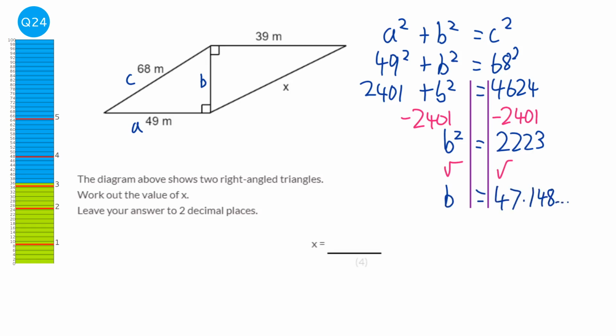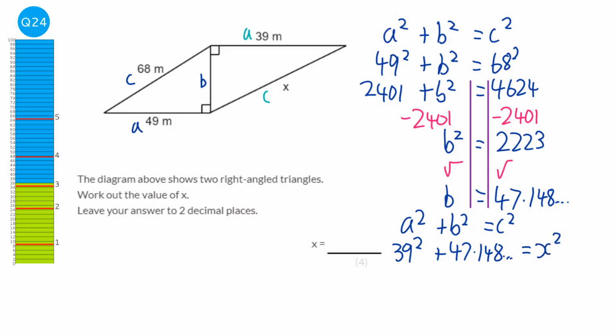47.148, and so on. Okay, we're now looking at the second diagram, and this time we've got our a, we've got our b, and we're going to call x the c. So it would be a squared plus b squared equals c squared, but this time a is 39. B we are given as 47.148. We've just worked that out. And we're looking for c. In fact, we can call it x now.